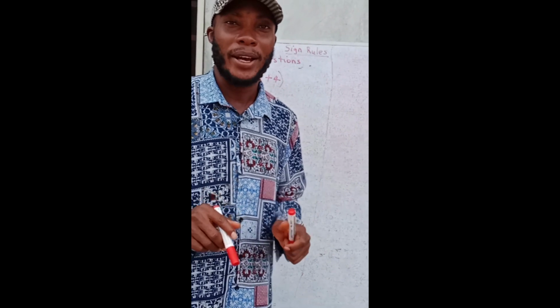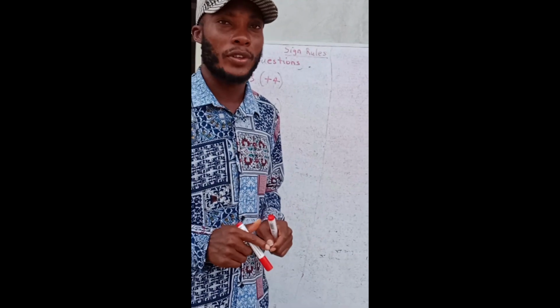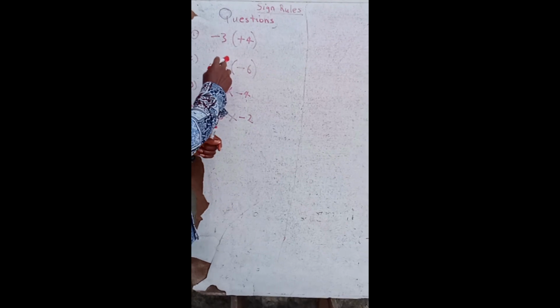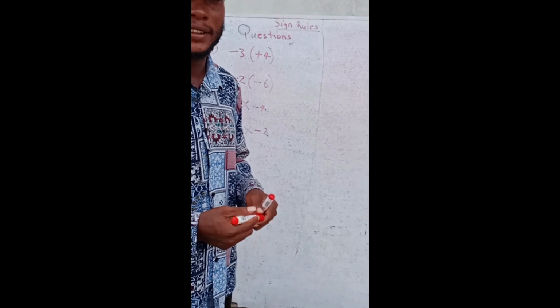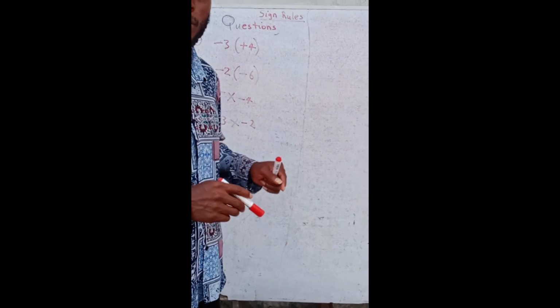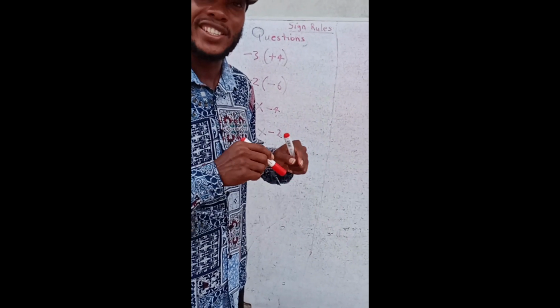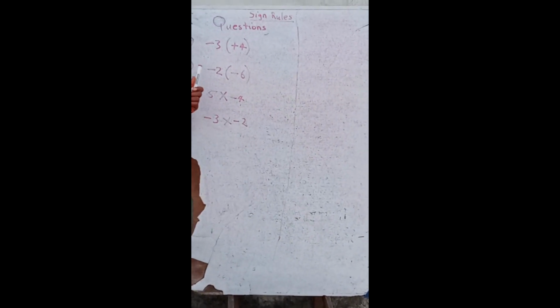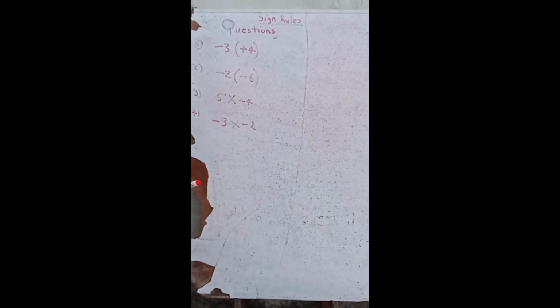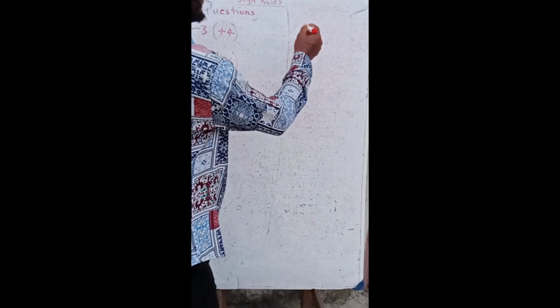Today we'll be talking about sign rules, how numbers with signs are multiplied. If you look at the board, you see some questions on the board.